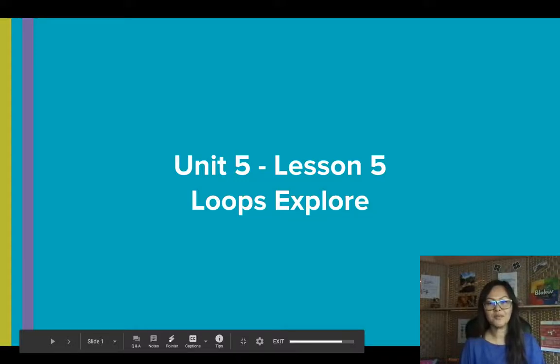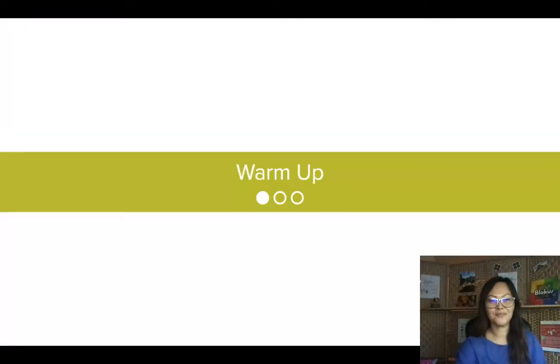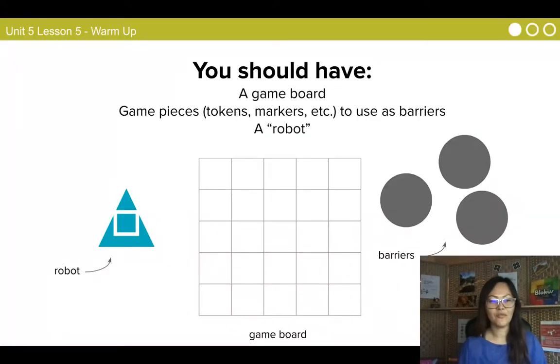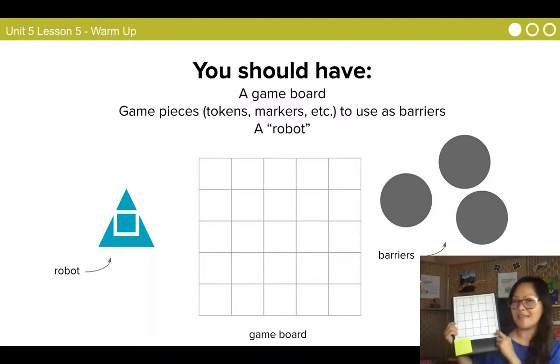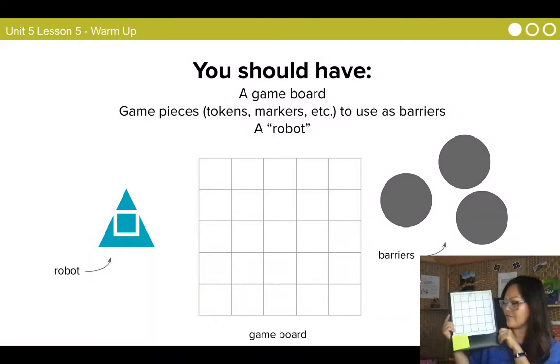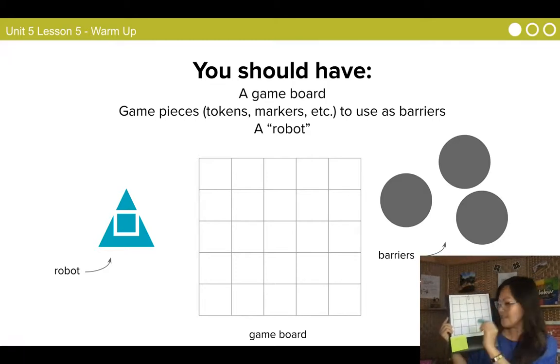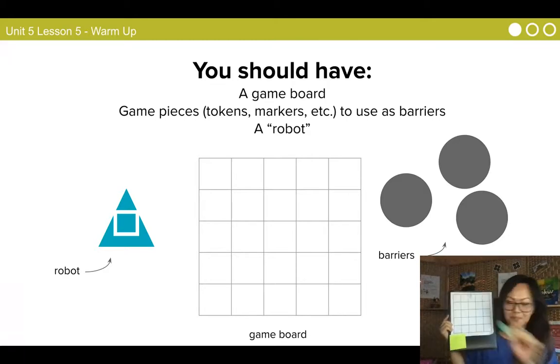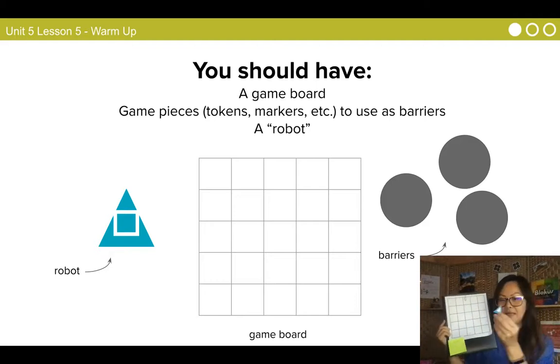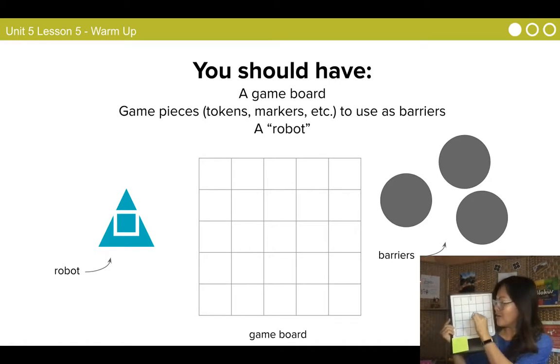Today we're going to be learning about loops. Before we start, let's make sure that you have a game board that looks like this. We have a 5x5, right? And you have game pieces such as these to use as barriers. And then something like this that would act as your robot today. That way you'll be able to go ahead and follow the code.